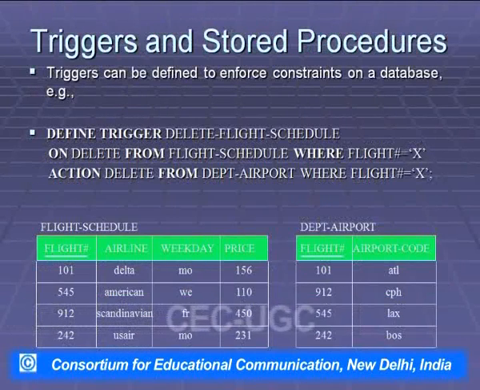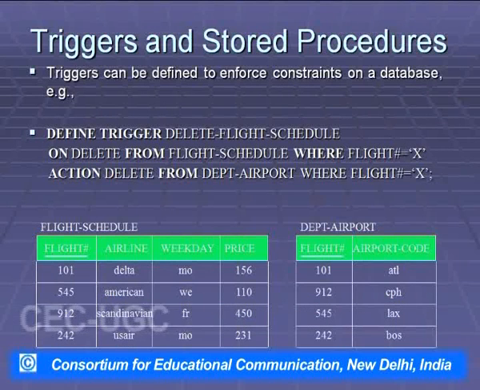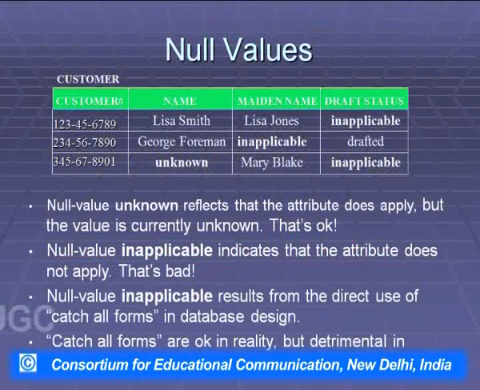Now another important thing is triggers and stored procedures. Triggers can be defined to enforce constraints on a database. For example, define trigger delete flight schedule, on delete from flight schedule where flight is equal to X, action: delete from the department airport where flight is X. So you can see the changes will be made automatically to that particular table.